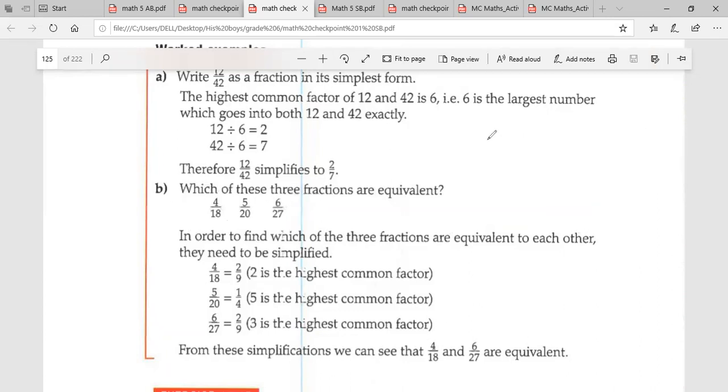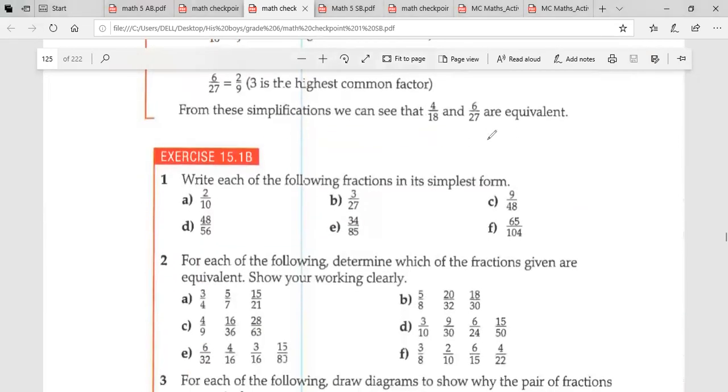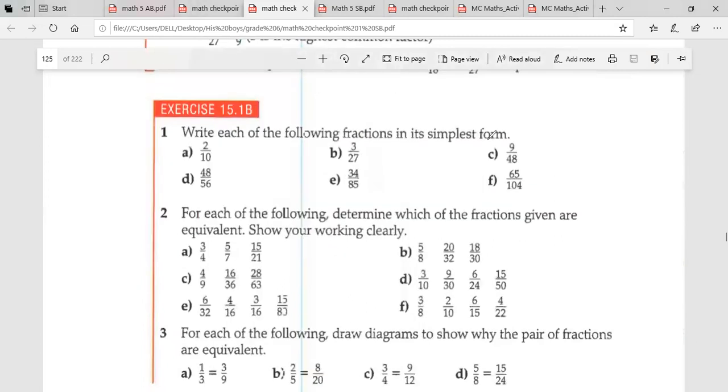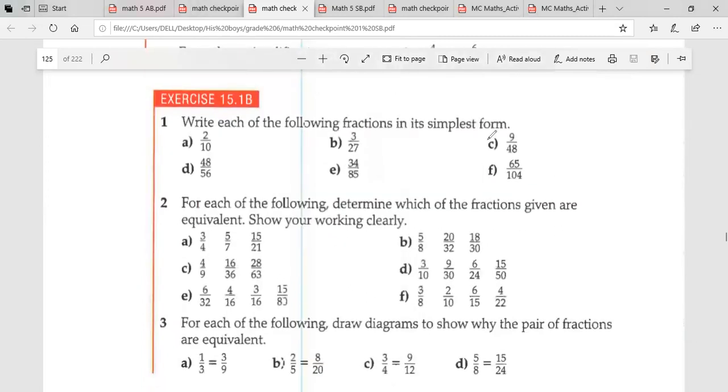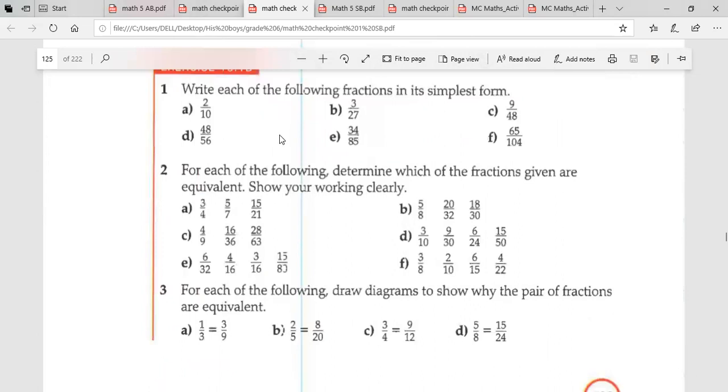We can solve many questions in this part to understand what I mean. I choose one of you. Write each of the following fractions in the simplest form. I will choose one of you to answer it.